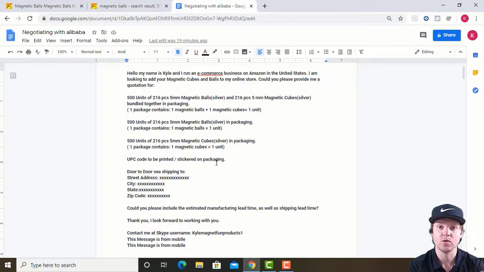I also asked for the UPC code to be printed on there. I asked the lead time, which is how long it takes to manufacture it and how long it takes to ship that product to myself.